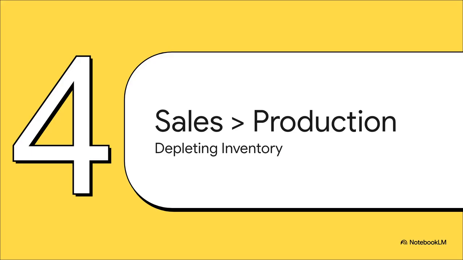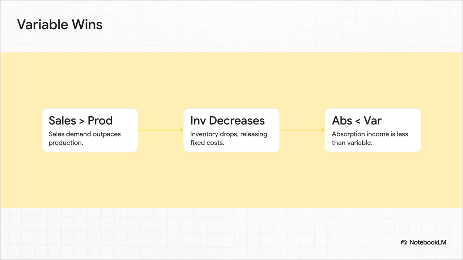Sales exceed production. Now, let's flip the script entirely. Let's look at what happens when the company sells more units than it actually produces in a given period. If sales exceed production, it means the company has to dip into its older, beginning inventory stocks just to meet customer demand. Overall inventory decreases.